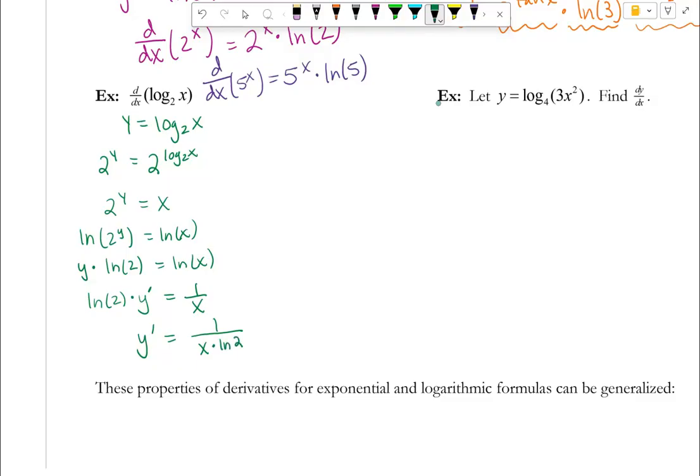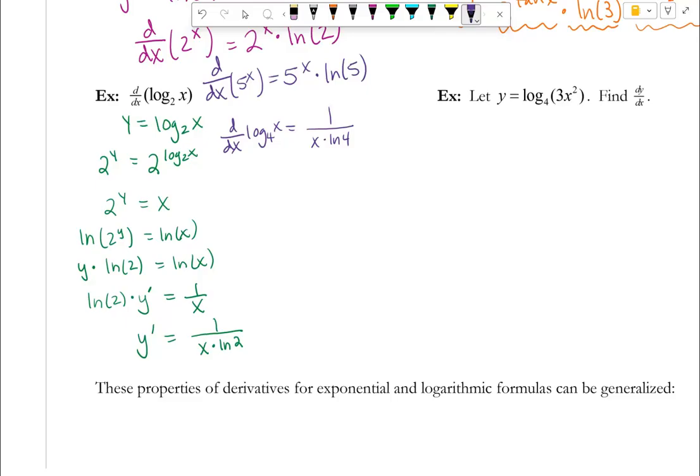All right, so our derivative here, y prime, is 1 over x times the natural log of 2. And notice that 2 is the base of our original expression here. So again, you might be thinking about how we could generalize this. Well, it turns out, let's say that I took the derivative of log base 4 of x. Well, I'm probably going to get 1 over x times the natural log of 4.